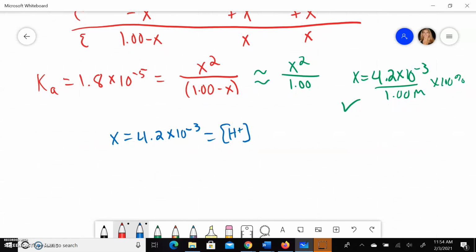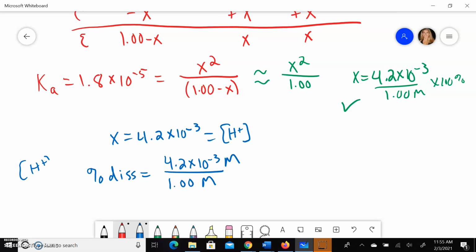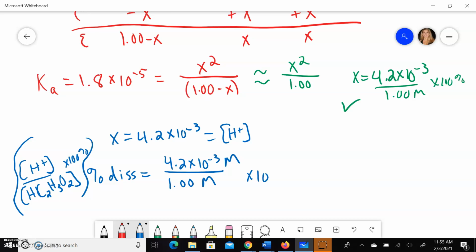So the last thing is just to do that percent dissociation. So the percent dissociation is the percent of the ions, how many ions you have, over the original concentration. So you're looking at the concentration of H+ compared to the concentration of the acid that you started with. So this is kind of what we're doing. And times 100. And that gives us 0.42%.